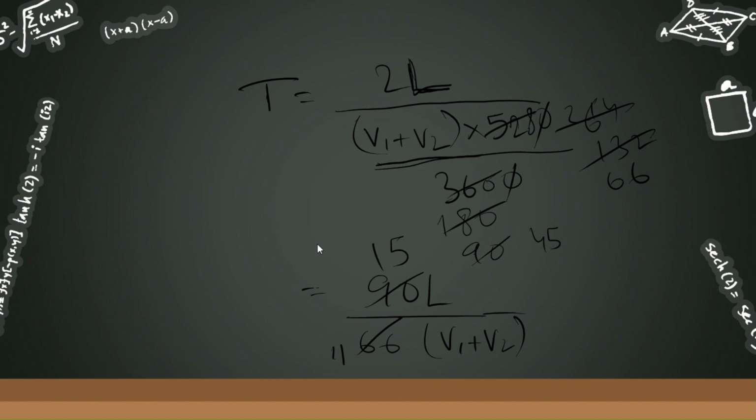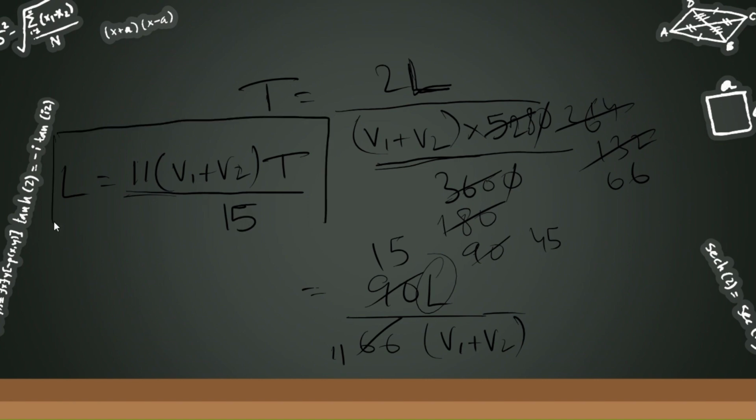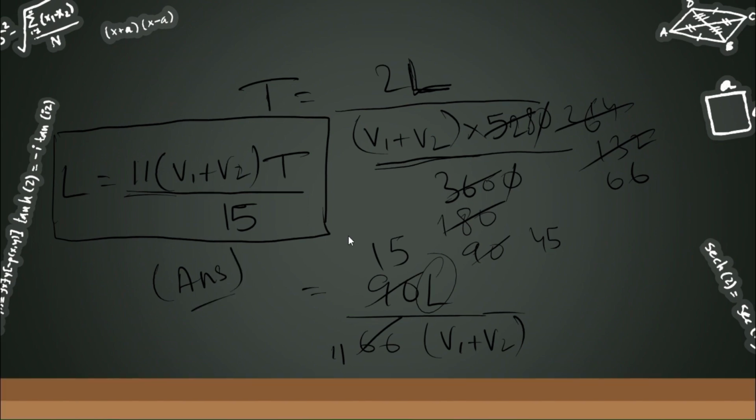Now let's take what's L. L, this goes there. So 11 v1 plus v2 into t by, this comes down, so it's 15. Okay, so that's the value of L. I hope it's clear. Move on to the next question, which is question number 9.